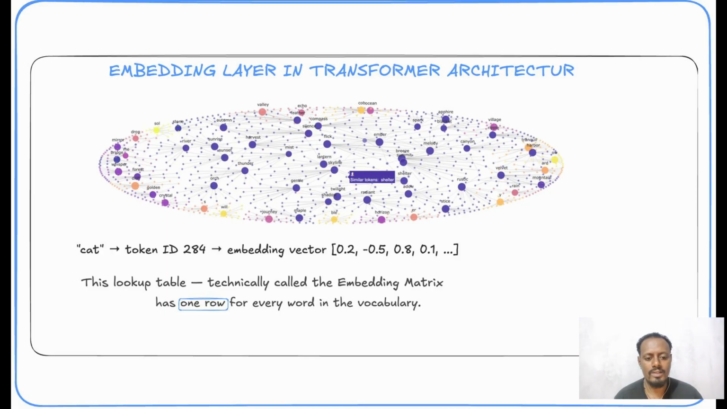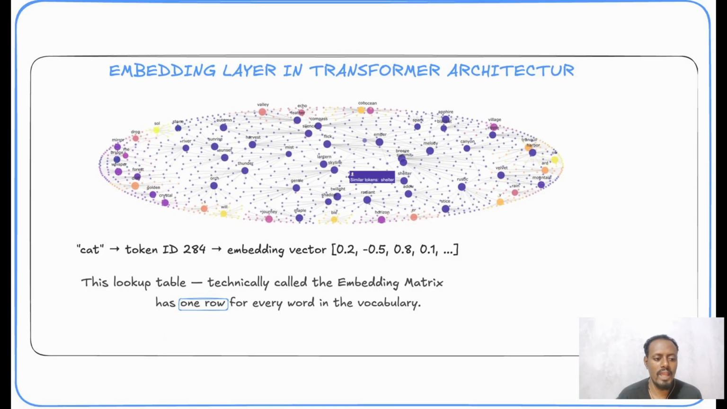We give the model a sentence, it gets tokenized, broken down into token IDs. Then this gets into the embedding layer. Think of this as a giant lookup table. You give it a token ID, it gives you back a vector, a list of numbers that represent the word's meaning in the model's learned semantic space. So for cat, token ID 284, the embedding vector is 0.2, 0.5, 0.8, 0.1.